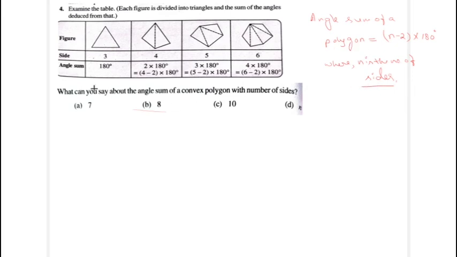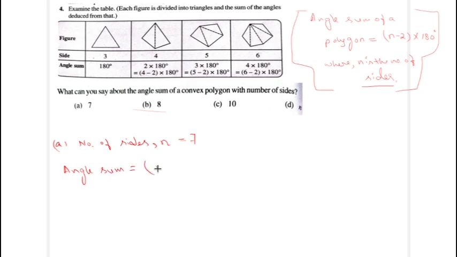Now see what you can say about the angle sum of a convex polygon with the following number of sides. Here the number of sides is given and we have to find out the angle sum. Now by using this formula we will find it out. Number A, the number of sides is n equals 7. It is given.